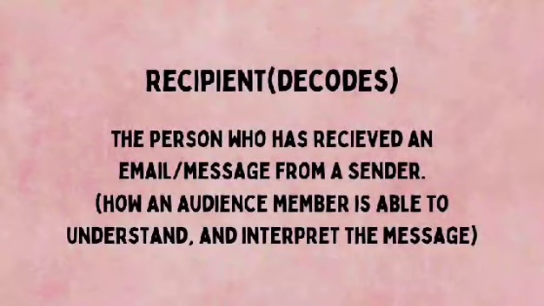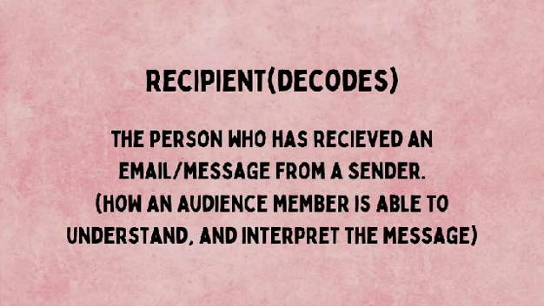The next one is the recipient. The recipient is the person who has received an email or message from a sender. This is how an audience member is able to understand and interpret the message. Recipient example: Sam is a team member, and when he reads the email, he tries to look at the signs. Sam applies himself, knowing fully well that the alteration has been done to the deadline. And now he begins to wonder how all this will affect him.